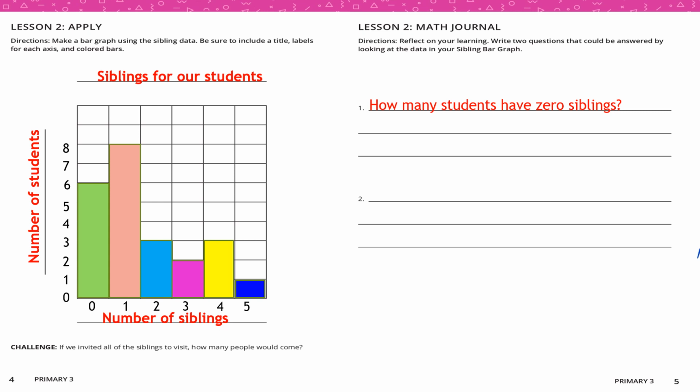Now let's move to our math journal. Write 2 questions that could be answered by looking at data in your sibling bar graph. Here, if we look at this bar graph, can we answer this question? How many students have 0 siblings? We will go to the 0 siblings column and move up till we reach the top. It's 6 students. Question number 2. Do all students have the same number of siblings? No, they are not the same.